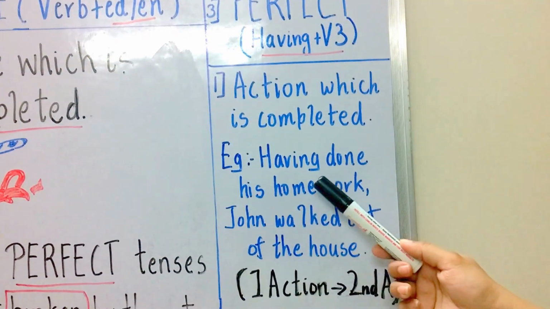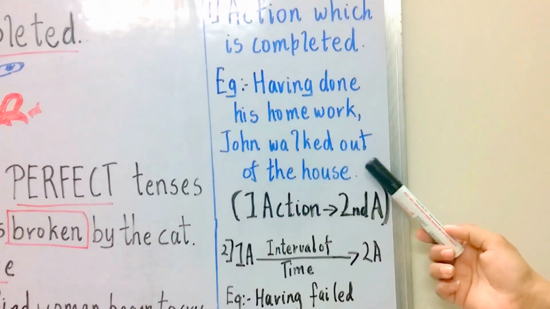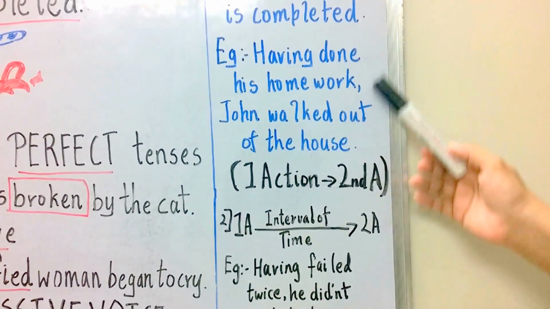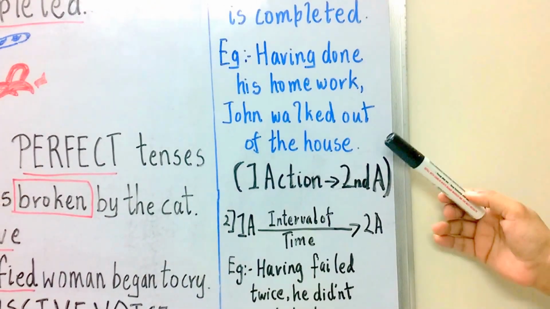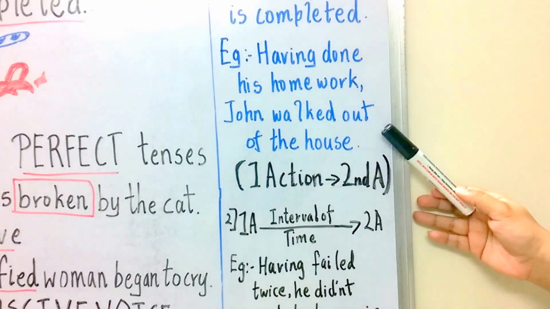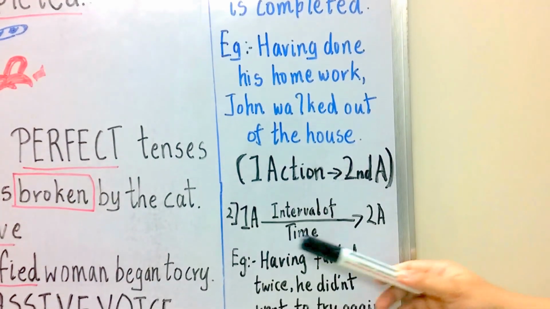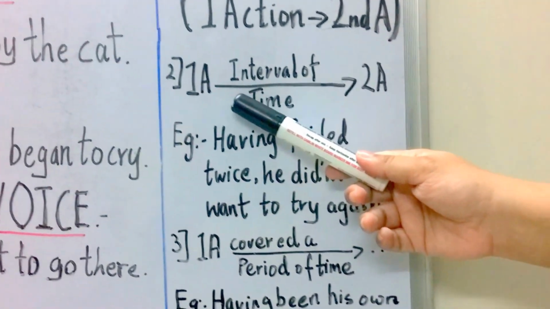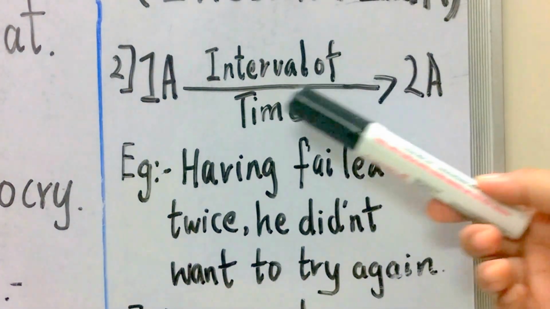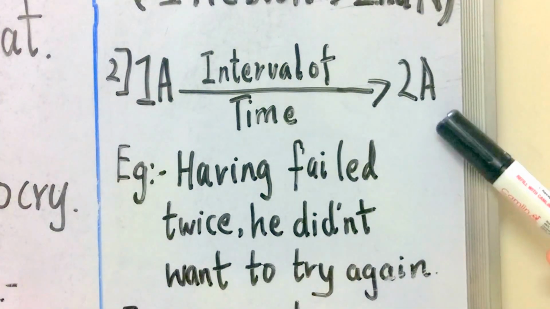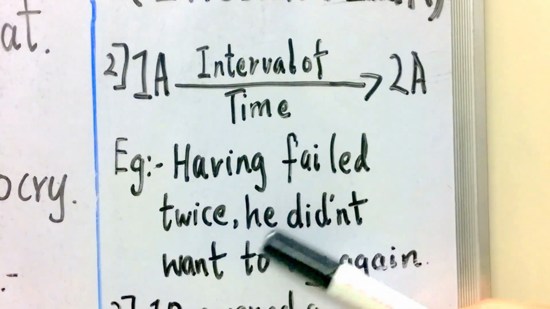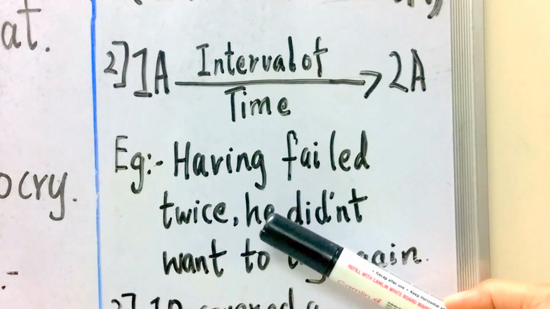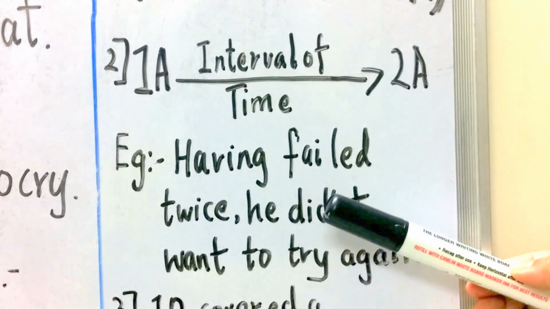For example, I have written here, having done his homework, John walked out of the house. Here we see that the perfect participle emphasizes that the first action is complete before the second one starts. Now the second point is that the perfect participle is necessary when there is an interval of time between the first action and the second action. For example, I say having failed twice, he didn't want to try again. So there is an interval of time over here between the two actions. So we use the perfect participle.